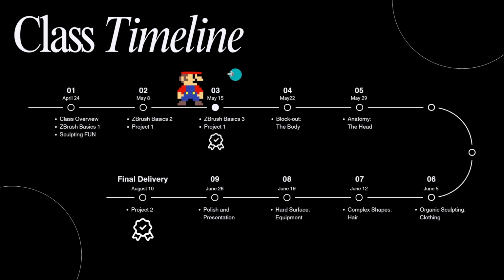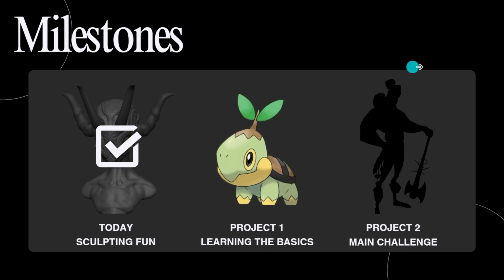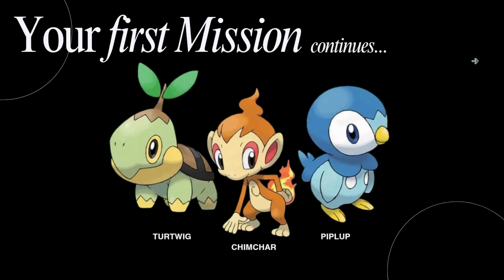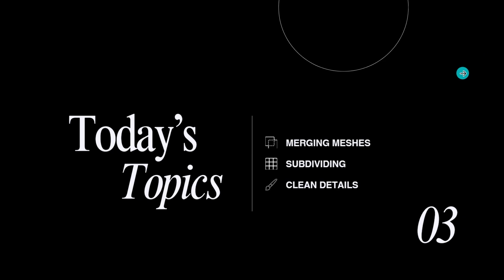Then we are on our Mario map right here, and today we learn a few more features of ZBrush and we will finish and wrap up the Pokemon project. So we are right here. And today we will be talking about how to merge these meshes. We already created the block art for our Pokemon, and now we want to merge the shapes that belong together. For example, merge the shapes that belong to the body into one continuous mesh. Then we will talk about subdividing and then how to sculpt in some details.